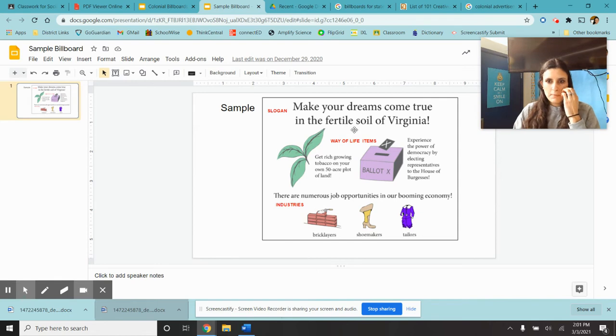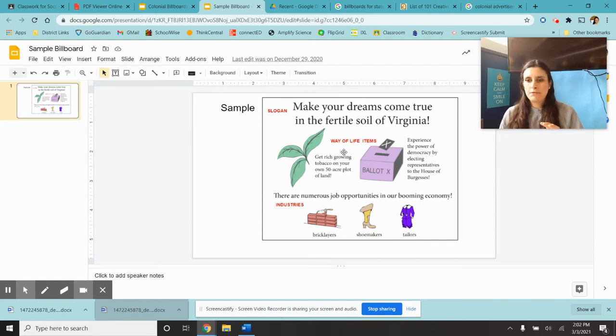An example of what this looks like: Make your dreams come true in the fertile soils of Virginia, right? That is a slogan. It's catchy. It's encouraging people to come there. What can they do there? They can vote. They can be a part of government, or they can plant cash crops and grow tobacco. There are other job opportunities, right? They could be tailors and shoemakers, bricklayers. Those are industries of Virginia.